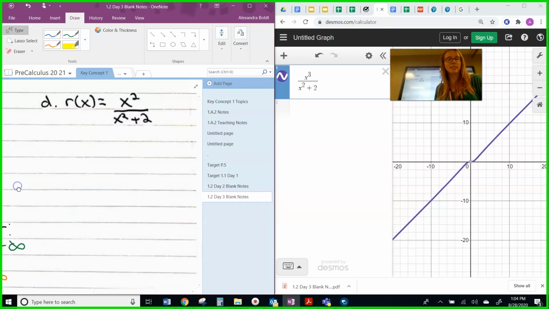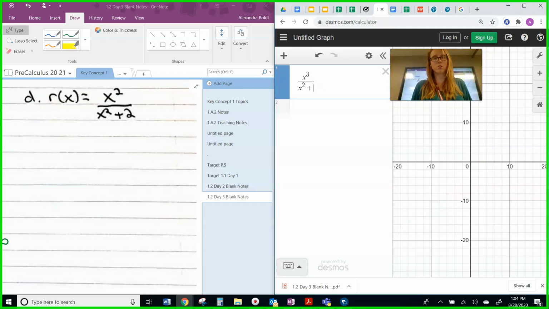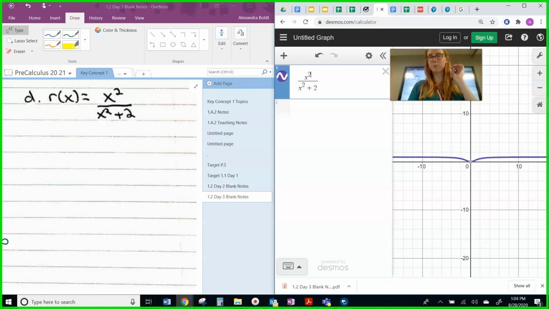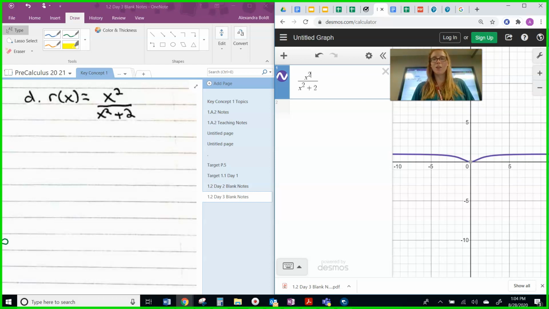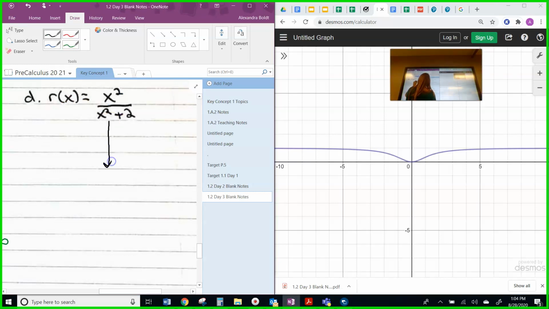All right, looking at example D, I'm going to skip example D. Oh wait, no, just kidding. I'm not going to skip it. It's a good one. So this is what this function looks like. You have this weird thing where it dips down and then it comes back up. And that dip is right at 0, 0.